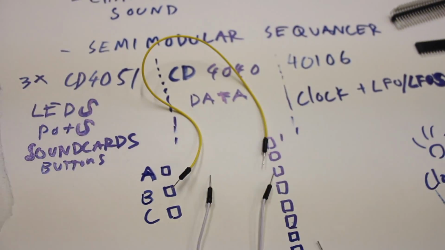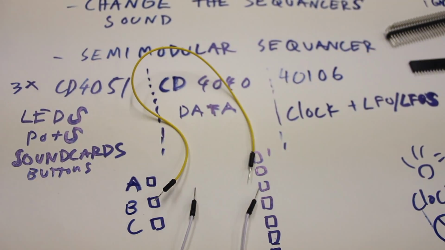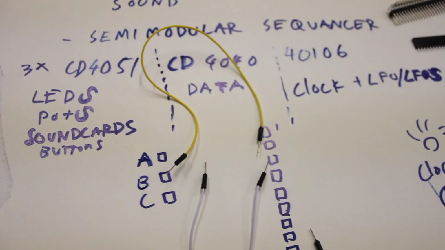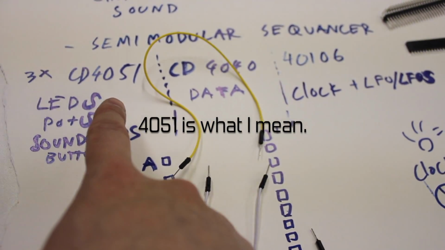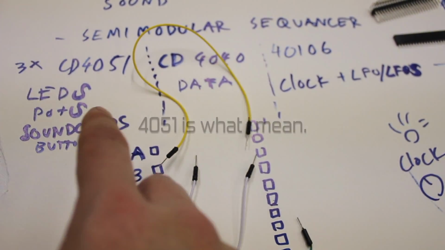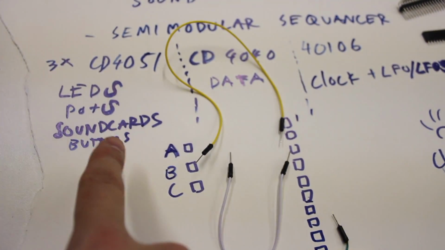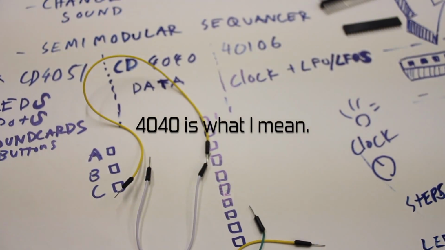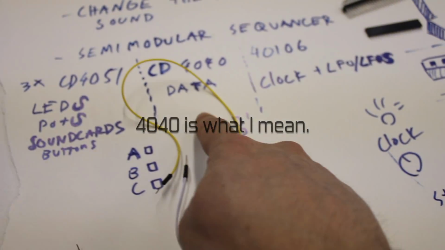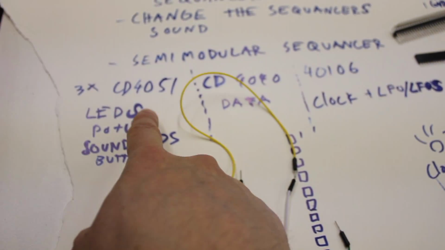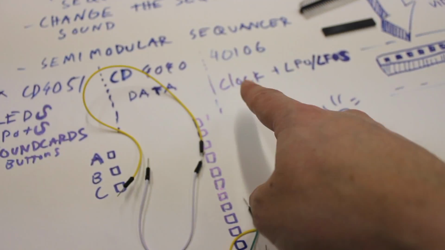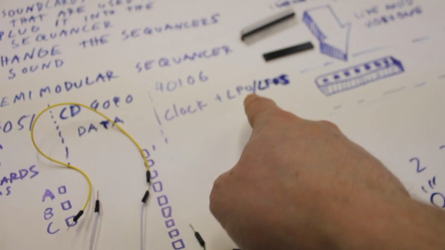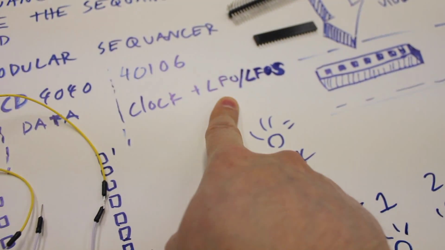The sequencer would be a semi-modular kind of configuration. It would use the CD4017 chips, 3 of them: 1 for the LEDs, 1 for the pots, and 1 for the sound card buttons. A 4040 for the data, for the 4017 ones, and it would use a 40106 for the clock, and maybe for some LFOs to modulate the sound or something.